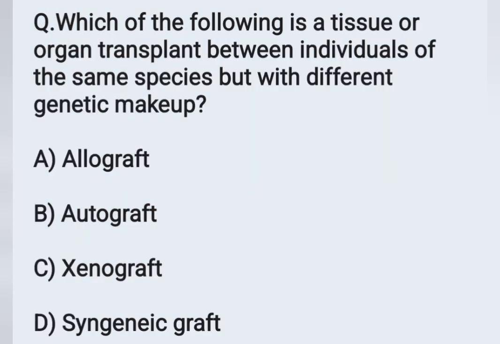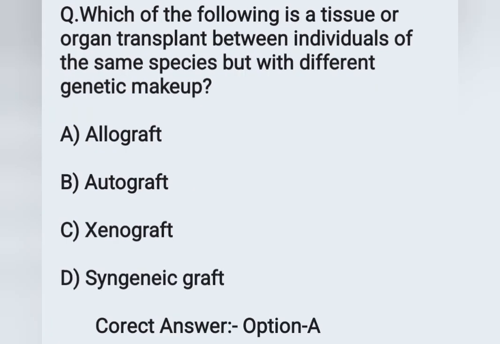And the next question is, which of the following is a tissue or organ transplant between individuals of the same species but with different genetic makeup? Options: Option A, allograft. Option B, autograft. Option C, xenograft. Option D, syngeneic graft. Here the question is, the tissue or organ transplantation between individuals of the same species is known as allograft. Option A is the correct answer. Okay.